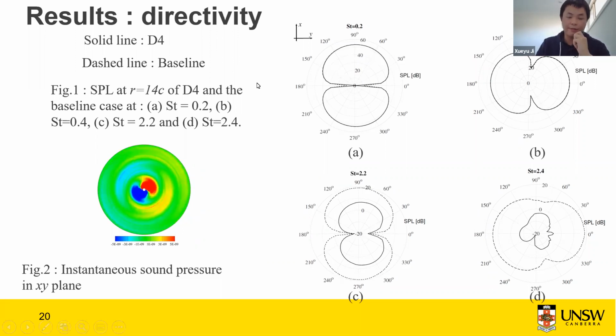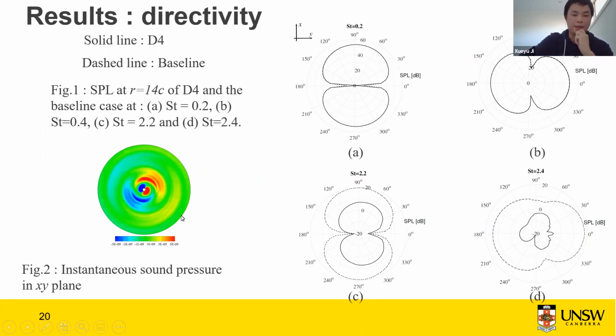the directivity of D4 and the baseline is very close. And when ST equals 2.2 and ST equals 2.4, you can find that the solid line is D4. D4 is much smaller than the baseline, which means that the serration has changed the directivity for the higher frequency, and this is the finding. You can also see the instantaneous sound pressure in the SY plane, but I'm not going to address this picture because it's just a demonstration.